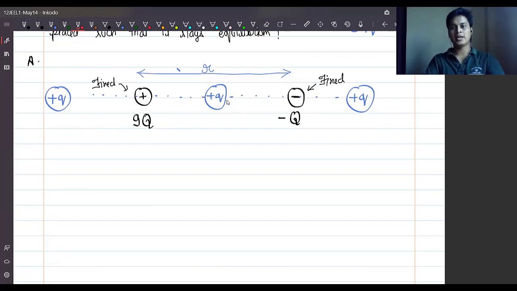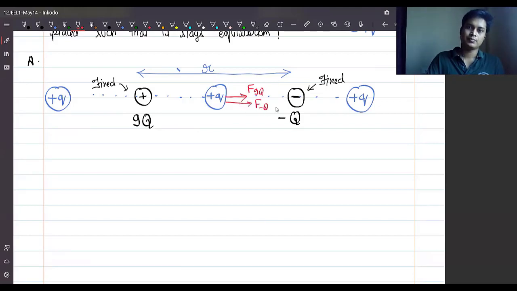If you keep the charge in the middle, you'll see that the force applied by 9q as well as the force applied by minus q are both in the leftward direction, because the negative charge will attract. So this is not possible.